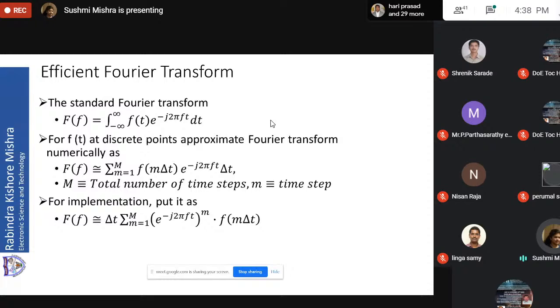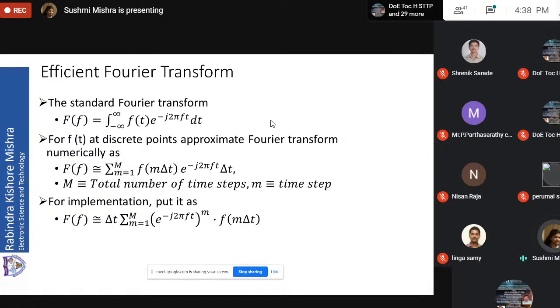Otherwise, if you don't have a program for that, you have hx at different points of time. So at different times, you are getting e and h. So those are at discrete points. Then approximate the Fourier transform using this. What you learn from DSP, digital signal processing, we know how to do this. So you'll find out what is F of f. Here m is the time step, and small m is the time step index.